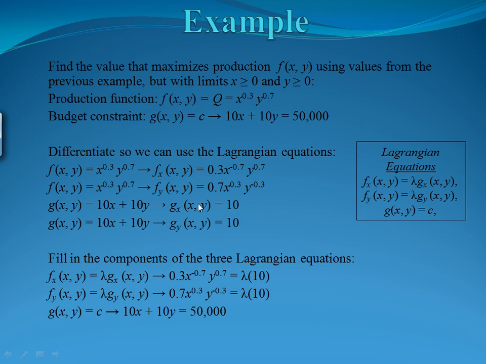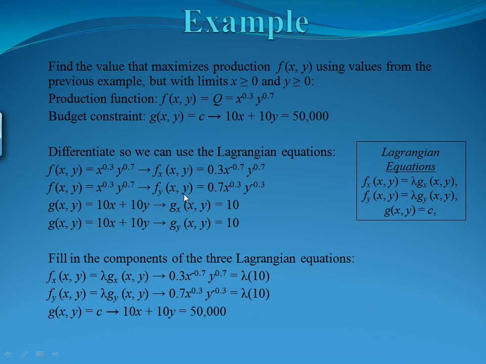We also need the partials of our constraint. The partial derivative of g, which is our constraint, with respect to x is going to be 10. The derivative of 10x is 10, and the derivative of 10y is 0, because that's a constant. The partial derivative with respect to y is now going to be 10, because the derivative of 10y is 10, and the derivative of 10x is 0.